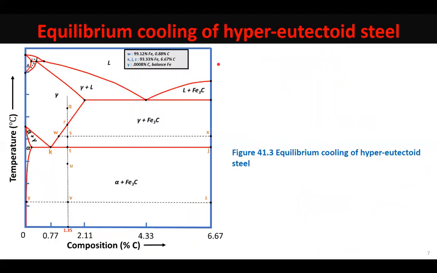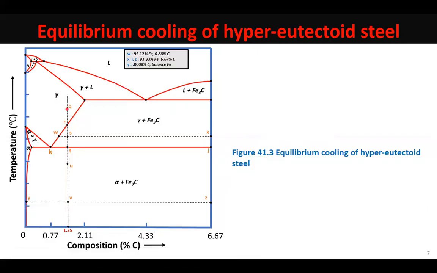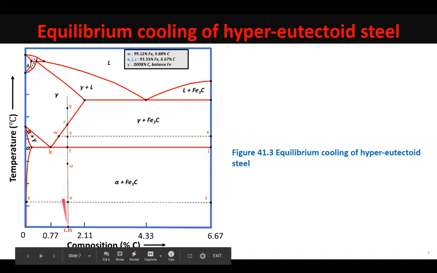To show the equilibrium cooling of a hypereutectoid steel, we have taken a hypereutectoid steel containing 1.35% carbon, knowing that anything beyond 0.77 is a hypereutectoid steel. We draw a big vertical line over here. We start at temperature Q when my steel was in the austenitic state. There is only one phase in it. The chemical composition of that phase would be 1.35% carbon. Weight would be 100%. No change would occur till I've reached point R.